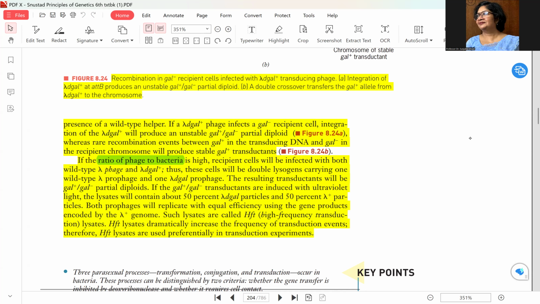But the replacement of the host DNA by the virus DNA is a rare process. So usually, as a general rule, bacteria remain partial diploids. We can use this concept to infect bacterial cells with viruses carrying different genes to see how the presence of those genes affects the nature of the bacteria.